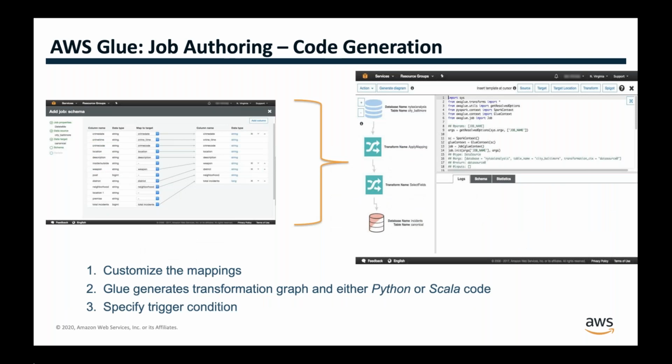And so it goes into more depth here, right? We can customize the mappings as we're doing this process. As we're bringing in the data, we can customize however we want to then map those. And on the Glue side, it's going to generate either Python or Scala code that we can use. And then there's typically a trigger condition, right? We can have this kick off at a certain event, or we can kick it off manually.